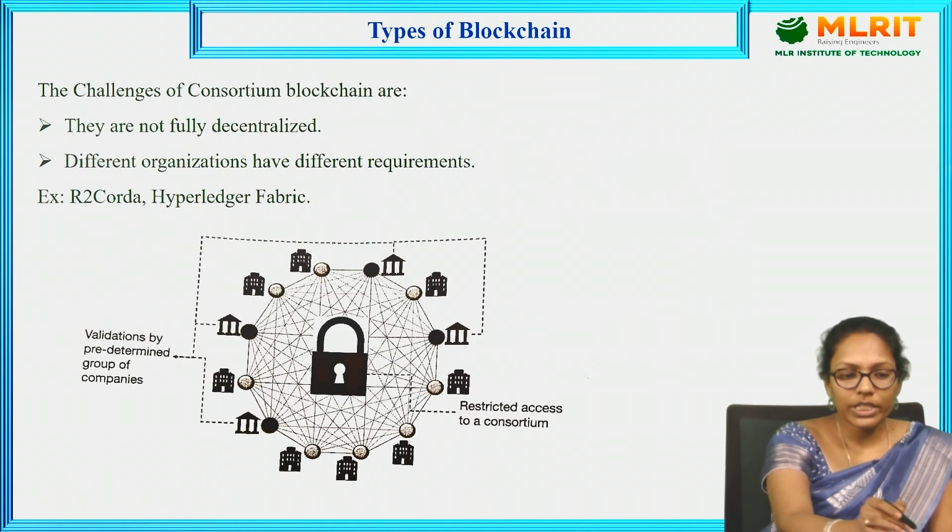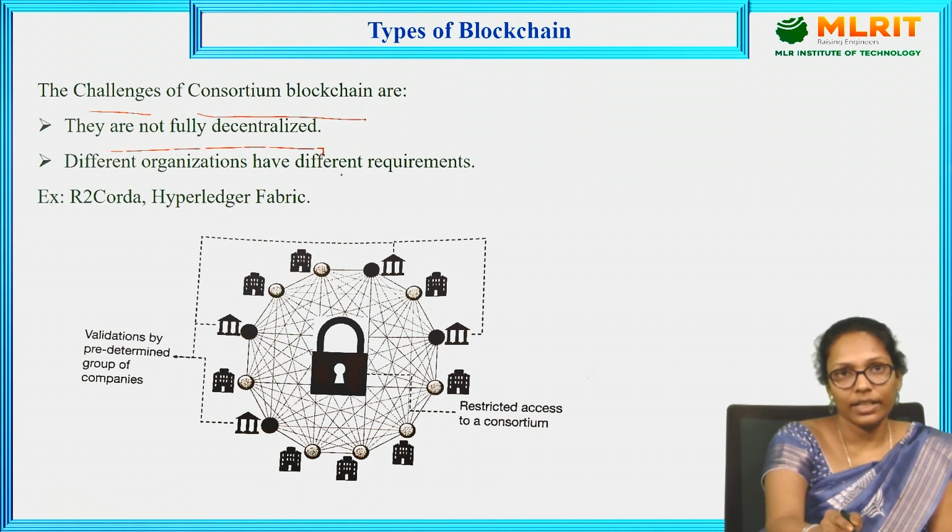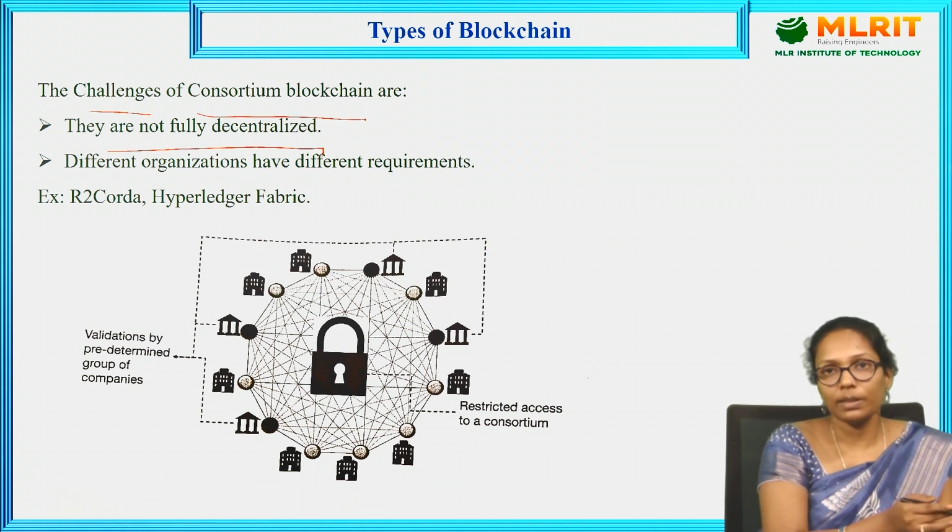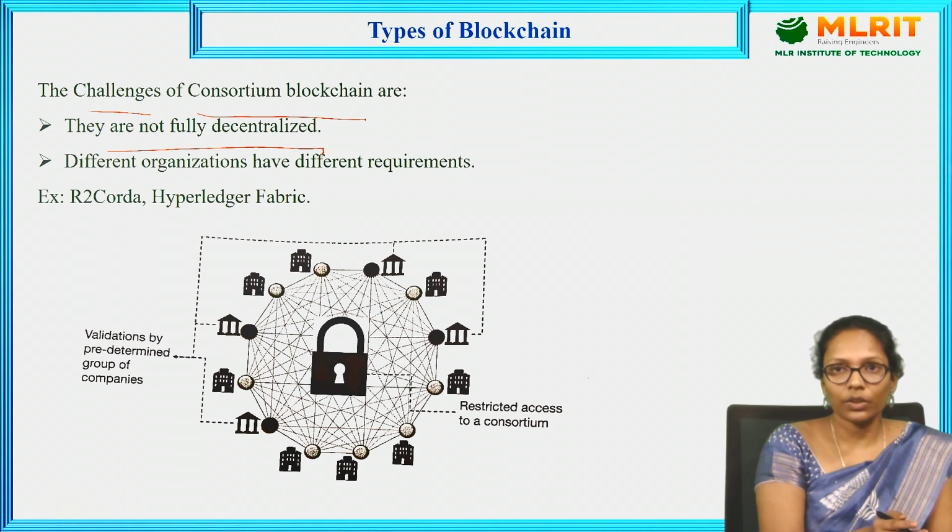So coming to the challenges faced by consortium blockchain, they are not fully decentralized. Again, the problem is the same as the private blockchain. In the private blockchain, it is not fully decentralized, right? One central authority will be there to monitor the transaction. Here also it's not fully decentralized. We don't have a single central authority, but we have some set of central authorities to monitor the transaction, which makes the blockchain a permissioned blockchain.